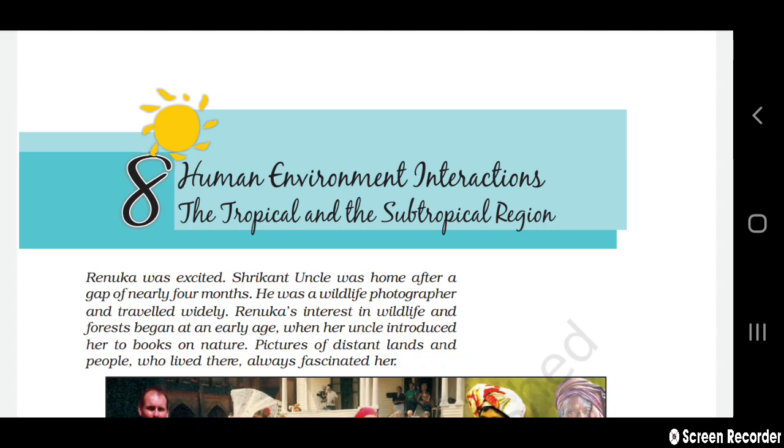Today I'm going to explain the 7th standard geography, 8th chapter, Human Environment Interaction: The Tropical and the Subtropical Region. So let's start this chapter with an example.